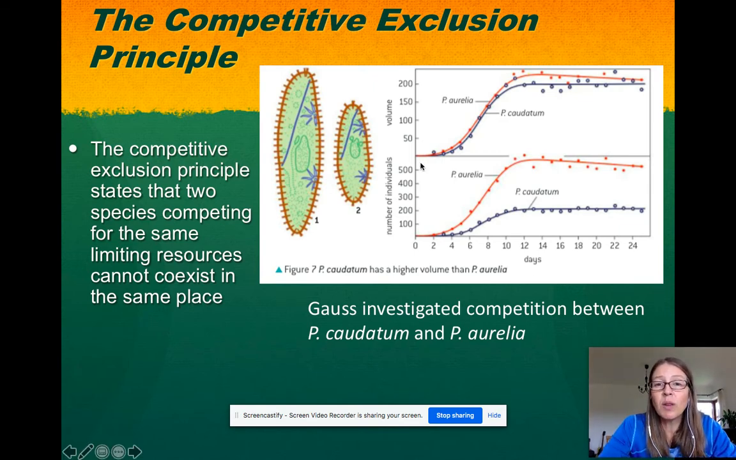And you can see when they're raised, this top one is showing, oh, we were raising them separately in the lab. So these are in two different beakers, right? And they both thrive when they're all by themselves. But when you raise them in the same environment, in the same beaker, well, P. aurelia does much better than P. caudatum. They both don't do quite as well, but definitely the caudatum doesn't do very well at all in comparison. So this aurelia is outcompeting it.